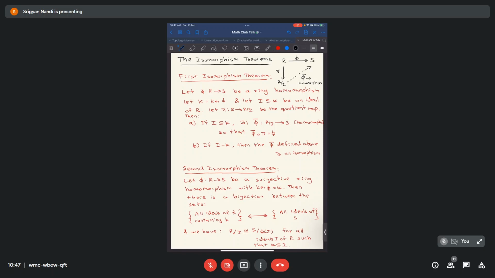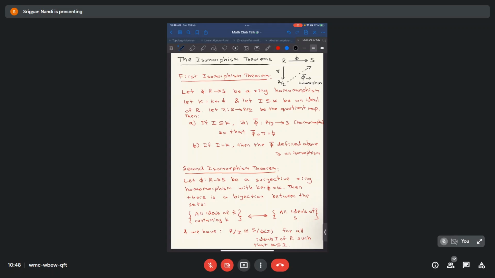Now, for a specific case, if I is equal to the ideal K, which is the kernel of phi, then the phi bar defined above is not only a homomorphism, but is also an isomorphism. So here, what we get is that when R is quotiented over the kernel of phi, it is isomorphic to the image of phi.